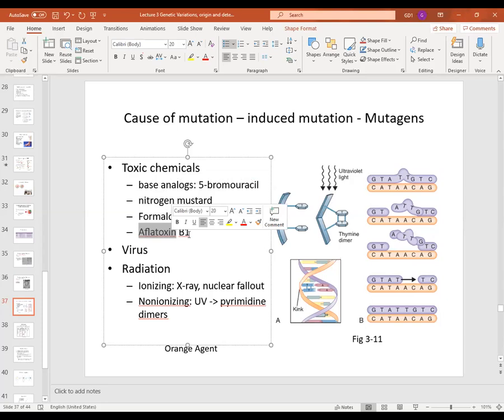So aflatoxin. When we eat something contaminated, it produces aflatoxin. Normally our liver is affected by this one. And another one is the virus. I explained already that the virus can jump anywhere in our genome.